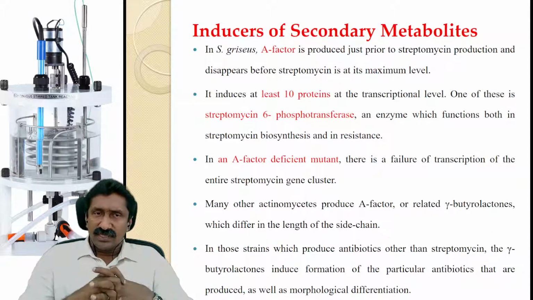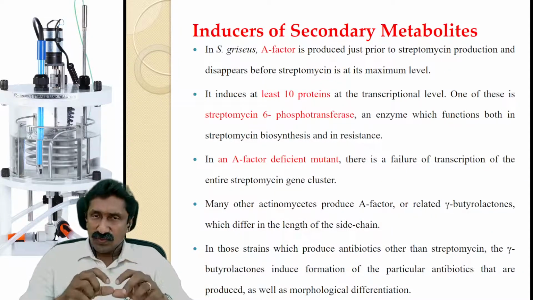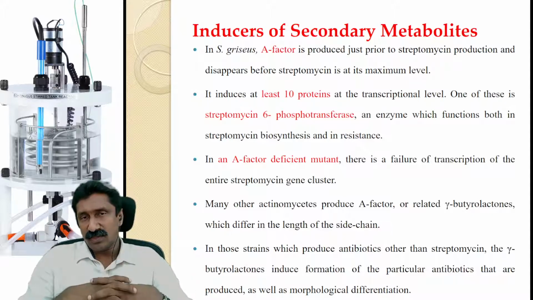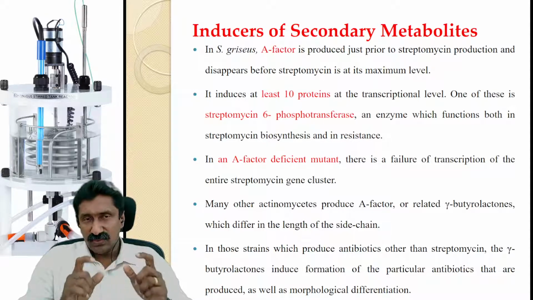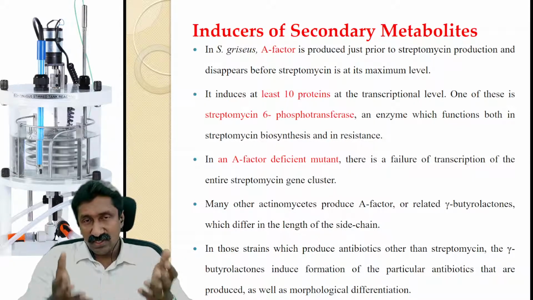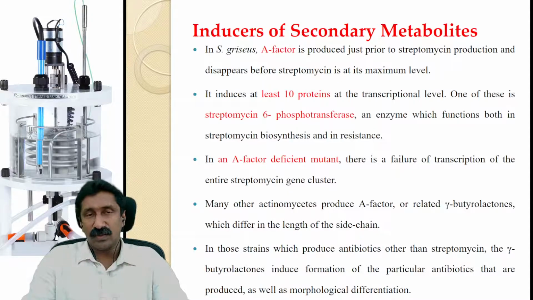In Streptomyces griseus, A factor is produced just prior to streptomycin production, and it disappears before the streptomycin is reaching its maximal level. So it induces at least 10 different proteins. One among them is streptomycin 6 phosphotransferase. So at least 10 different proteins, including streptomycin 6 phosphotransferase, is produced by this A factor.